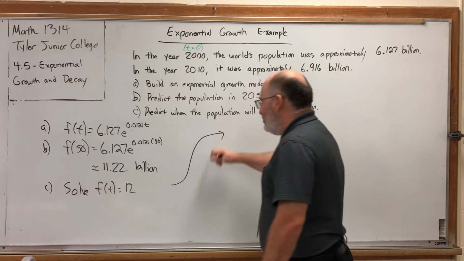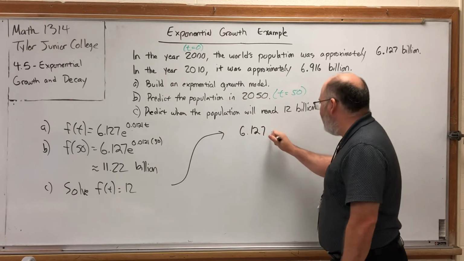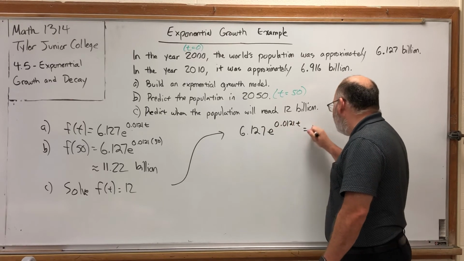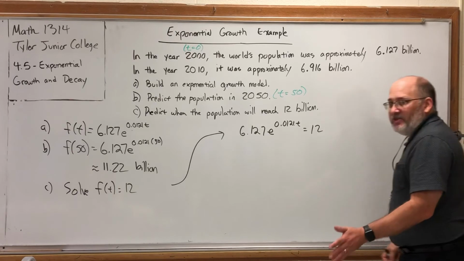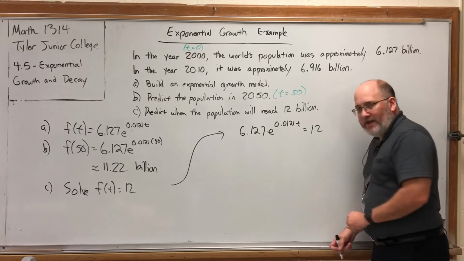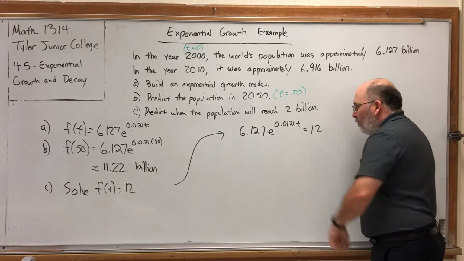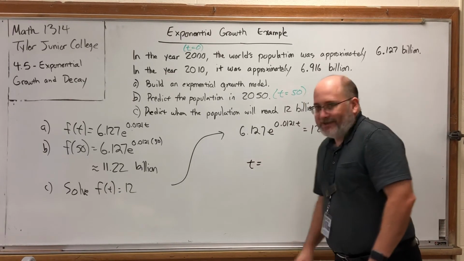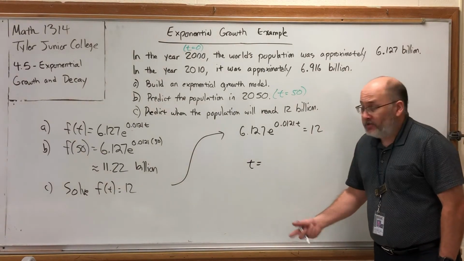Well, that's not too hard to set up. We already know what the function is. 6.127 e to the 0.0121t, but we want that to equal 12. We just solved something like this a minute ago, except we solved for b, but structurally it was the same. Number, variable. Since we've just done that, I'm going to go ahead and accelerate to what you would get if you solve this. I'll describe how you would do it though.